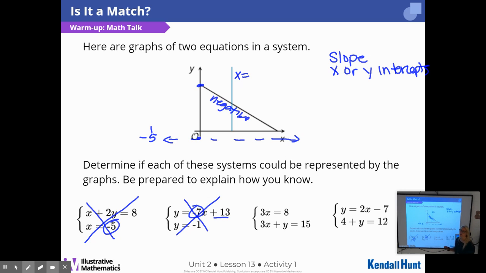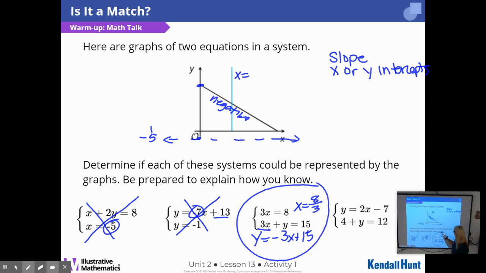For this one, if we solve for x here, we would have x equals 8/3. Well, this could be 8/3. We don't have a scale, so it's very possible. Let's look at the next one. To put this in slope-intercept form, we need to move the x term to the other side. So we would have y equals -3x plus 15. This could be 15, and it could be going down by a slope of -3. So this is a definite possibility of what that graph is representing.